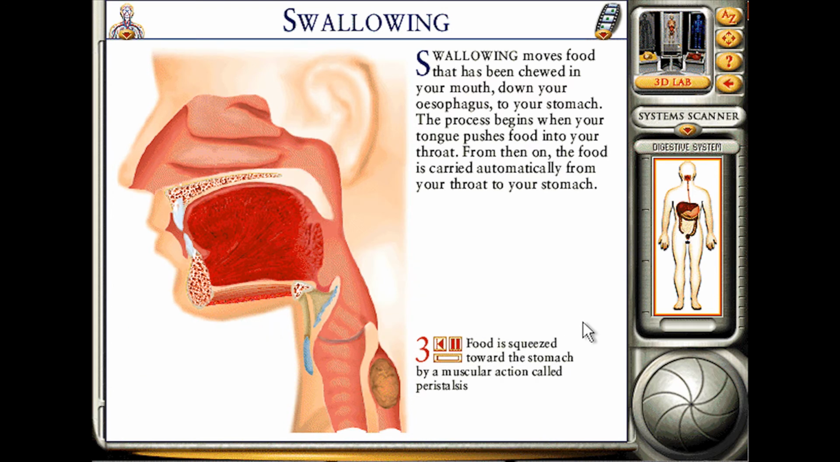A wave of muscle contraction passes down the esophagus. This is called peristalsis. Peristalsis pushes the bolus down the esophagus and into the stomach. This can take between 4 and 8 seconds.